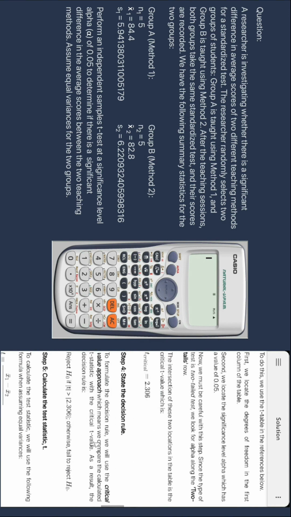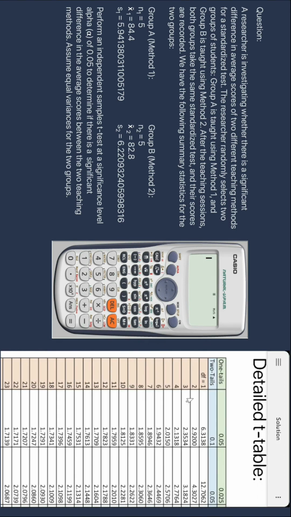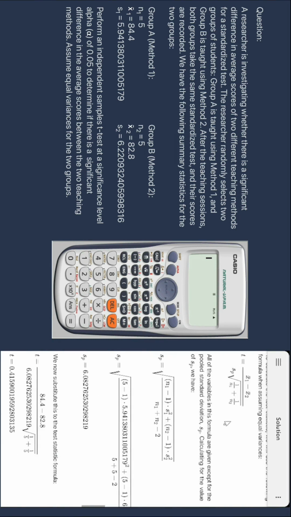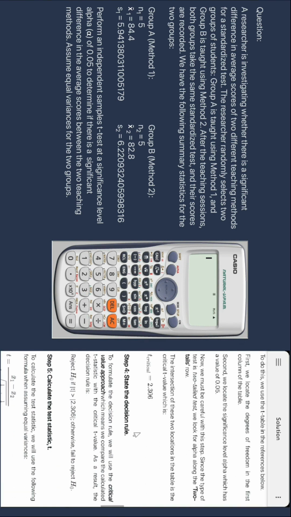To do this, we proceed to the detailed t-table. So we zoom into this particular table, and the first thing that we will do is to locate the degrees of freedom in the first column. So a while ago, we have calculated that it is equal to 8. So this is the degrees of freedom. And then, since we are conducting a two-tailed test, we will locate our significance level alpha, which is equal to 0.05. So the intersection of 0.05 and 8 in the table will be our critical t-value, which in this case is 2.306. That is why, if we go back to the solution, we have here our critical t-value equal to 2.306.